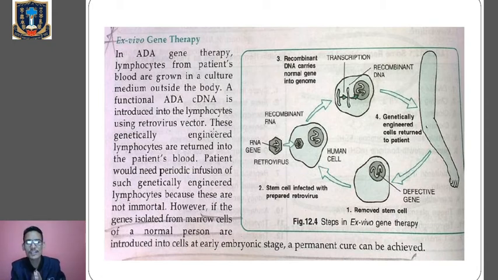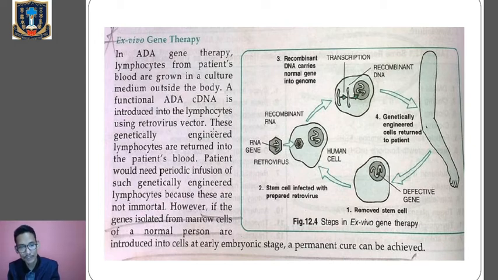Clear? Now, these genetically engineered lymphocytes are returned back into the patient's blood, and the patient needs periodic infusion of such genetically engineered lymphocytes because lymphocytes are not immortal. So what we are doing in gene therapy for the ADA treatment, we are taking out the lymphocytes from the patient's blood and culturing them outside the body. Then we are introducing functional ADA cDNA into the lymphocytes with the help of a vector, that is the retrovirus vector. And those genetically engineered lymphocytes are returned back into the patient's blood. But periodically we have to introduce these genetically engineered lymphocytes into the patient's blood because lymphocytes are not immortal.